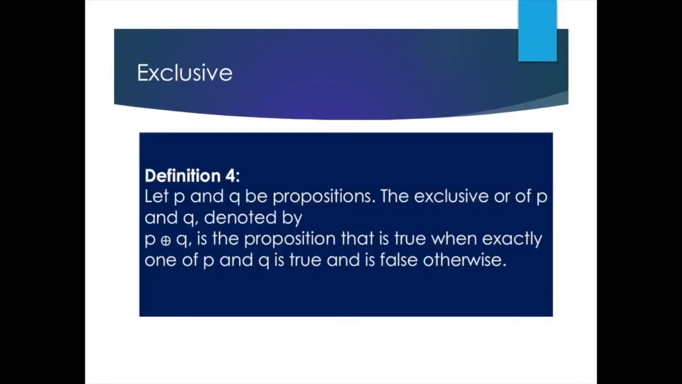To define this now, if you have P and Q, both propositions, the exclusive or of P and Q, denoted by the symbol, is the proposition that is true when exactly one of P and Q is true and is false otherwise. I will stop now for questions.